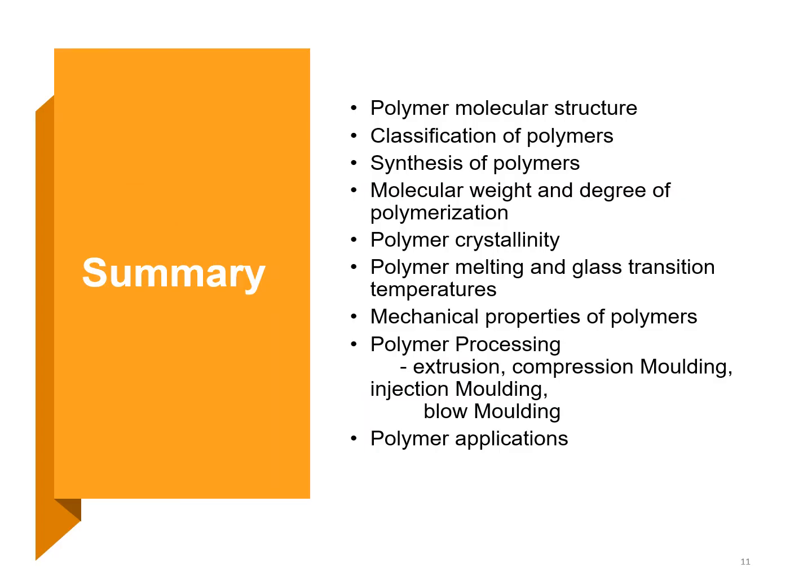Therefore, to sum up, we have discussed first the polymer molecular structure, we have classified polymers, and we have looked at how we synthesize polymers, either by addition or condensation. We have also looked at sample problems relating to how we can calculate the molecular weight and the degree of polymerization. We have also discussed polymer crystallinity, polymer melting and glass transition temperatures, which affect the thermal properties of the material, and looked at the mechanical properties of materials based on the three classifications. We have then discussed briefly the different polymer processing, including the extrusion process, compression molding, injection molding, and blow molding. And lastly, we introduced some of the applications of polymers that are widespread and cover all industries involved.